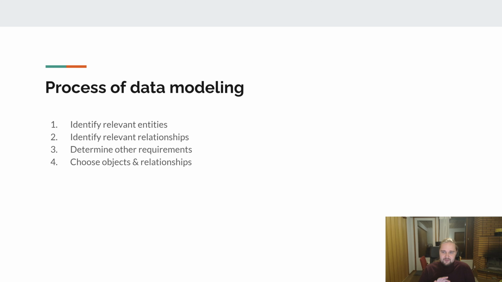But in step 3, we determine other requirements than just the entities themselves or the relationships between the entities. So this would be anything from sharing requirements to business logic requirements to different things like that. And then finally, in the last step is where we choose the objects and the relationships that we build. So that's where we actually go in and draw the data model with all the arrows, with all the labels, and come up with the final data model. So I'm now going to show you an example from CD Scooter Share of how to do this.